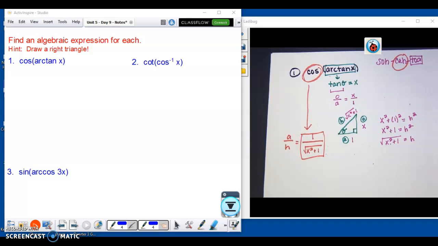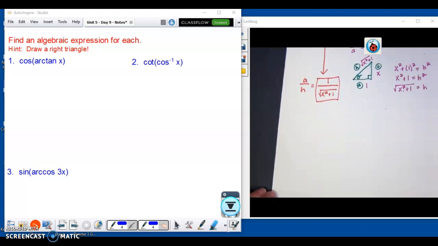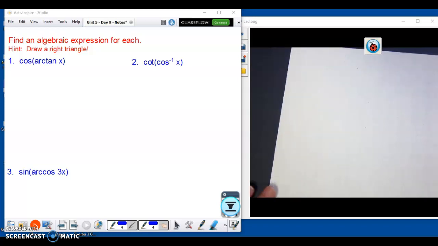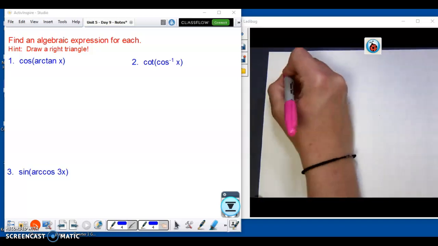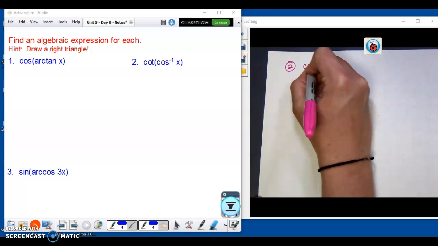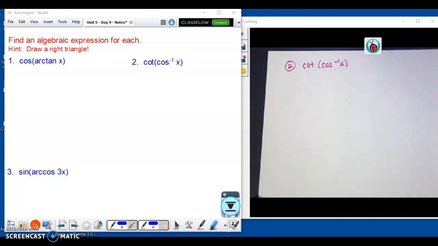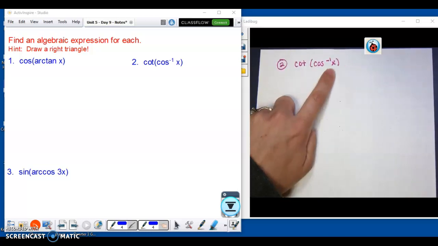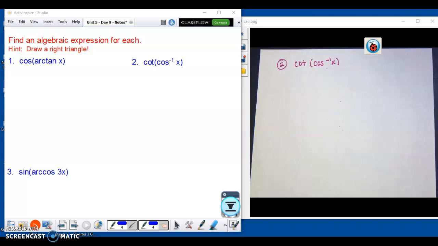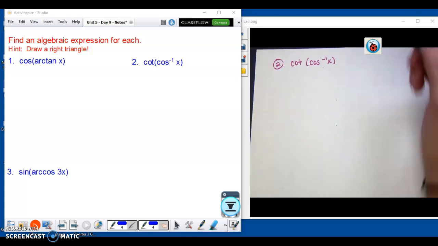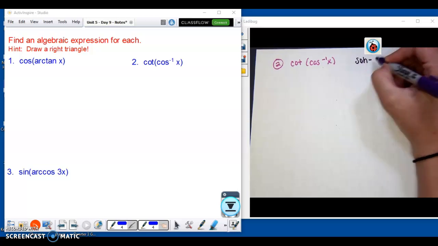Alright, so then if we take a look at number 2, same kind of thing. So cotangent of cosine inverse of x. So guys, if you're wondering how you're going to know that you're supposed to draw a triangle, if you notice this does not have any radian measurements here or any numbers, it just has the variable x. So that's how you know you're going to use your triangles. So we are going to use SOHCAHTOA.